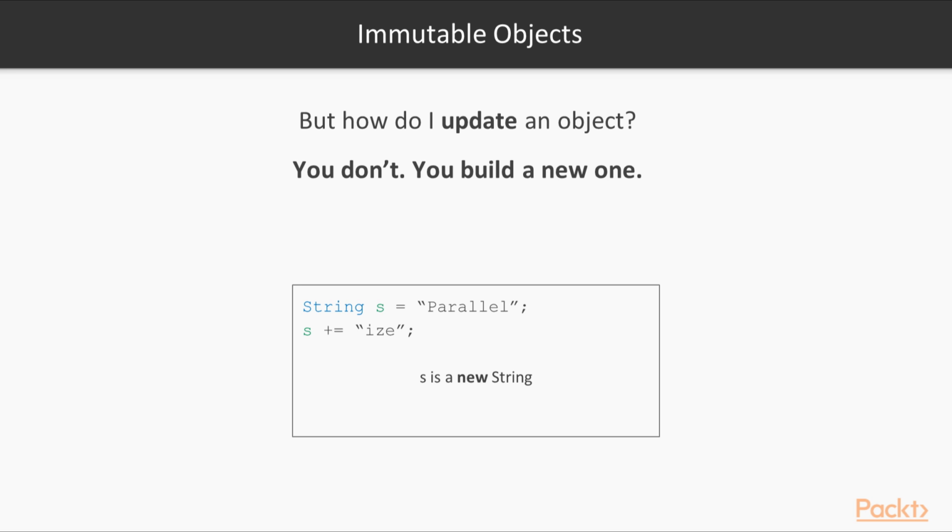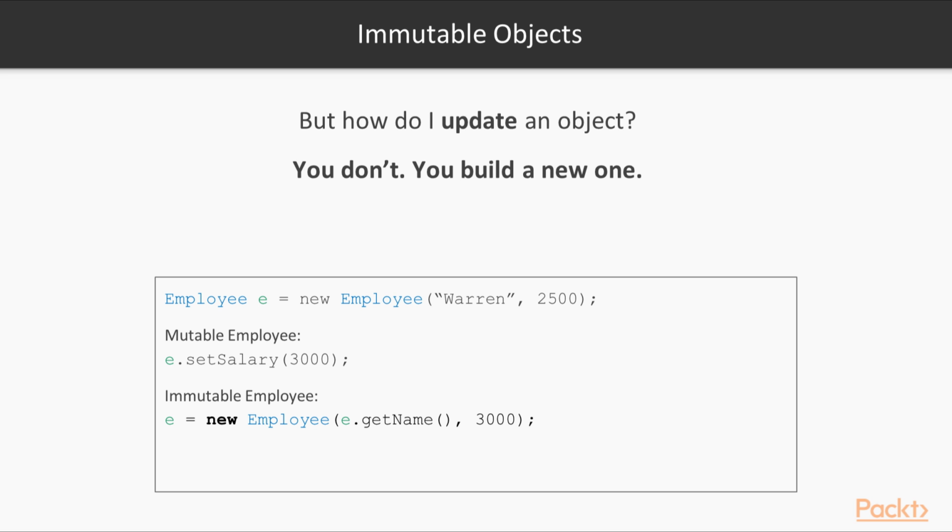Now, how do you update an immutable object? Well, you don't. You build a new one. That's exactly what we do all the time with strings. When you append a string to another one, you're building a new string. You're not modifying the first one. Similarly, if you have an employee called Warren with some salary, $2,500, and you want to update his salary, if it's mutable, the class will probably have a setSalary method. Whereas if you follow the immutable object approach, then you'll have to build a new employee with the same name as the previous one and a new salary.